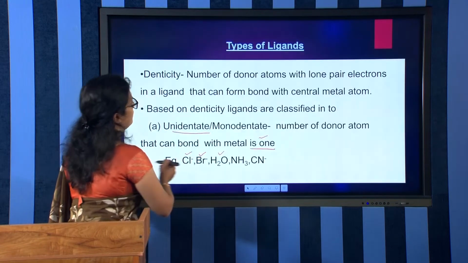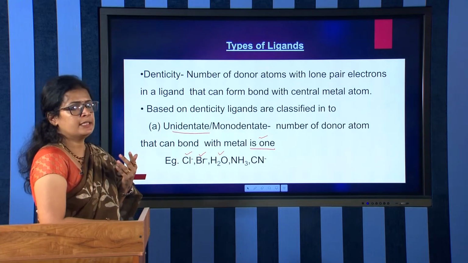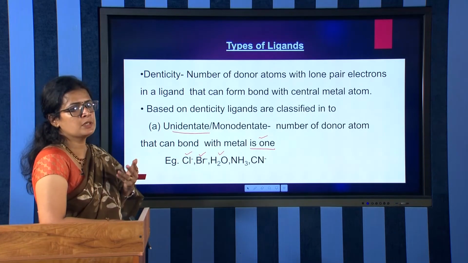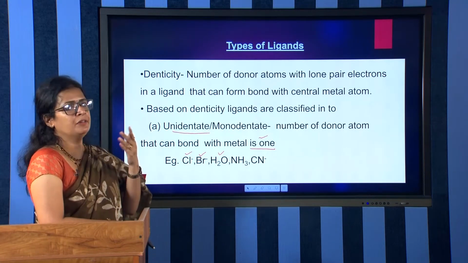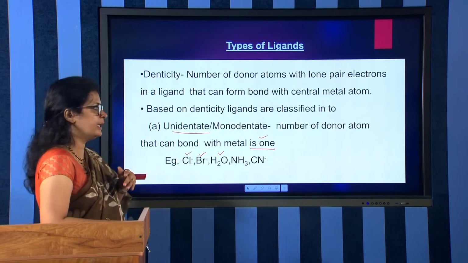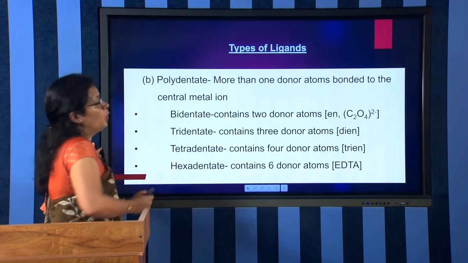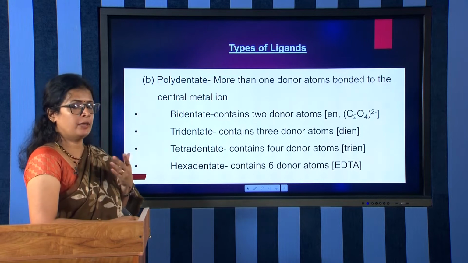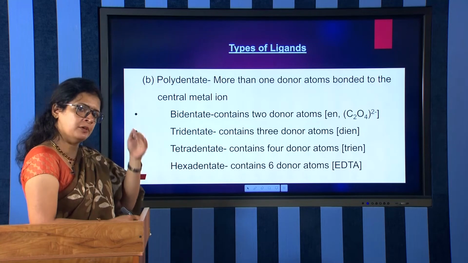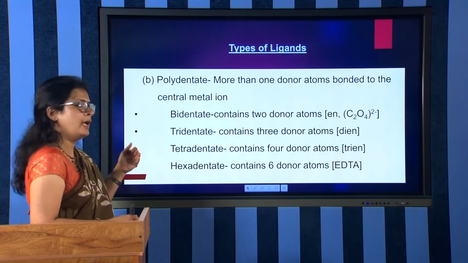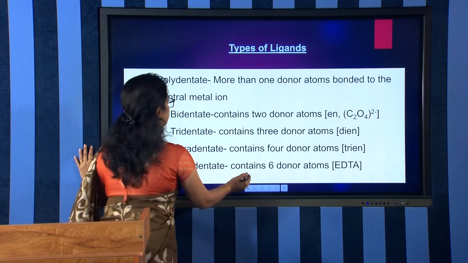You have different types of ligands based on denticity. Denticity means the number of donor atoms that form bonds with the central metal atom. Based on denticity you have different classes: monodentate, also called unidentate, meaning the donor atom is one, and the second class is polydentate ligands. Poly means many, that is, more than one donor atom is present. The polydentate ligands are further classified as bidentate, tridentate, tetra, hexa, etc., based on the number of donor atoms, and you have different examples for that.